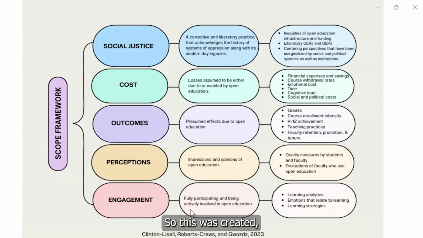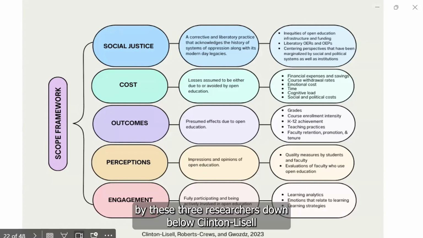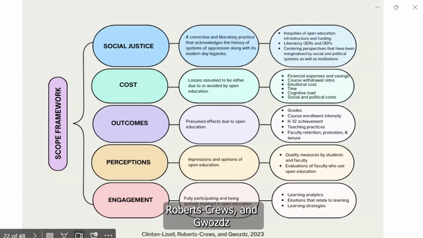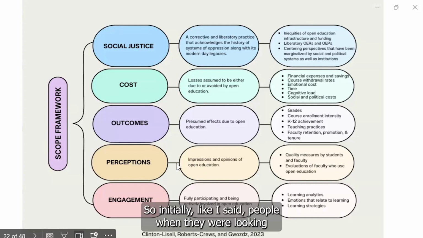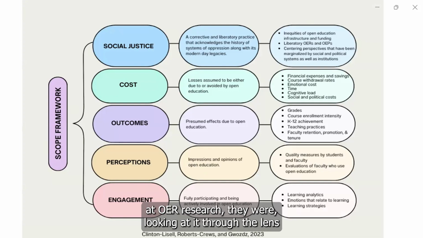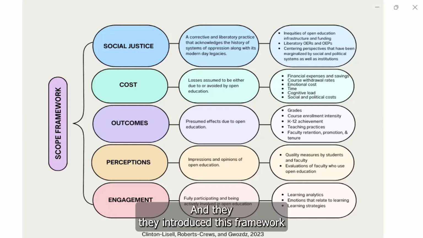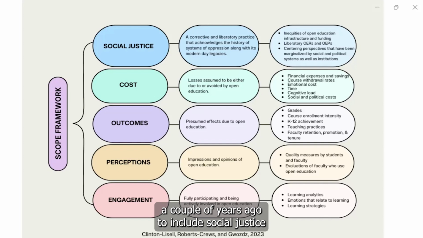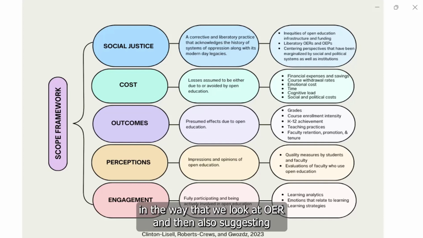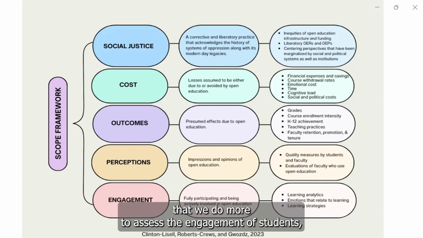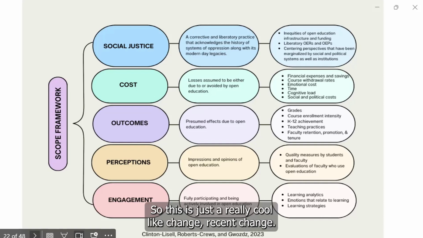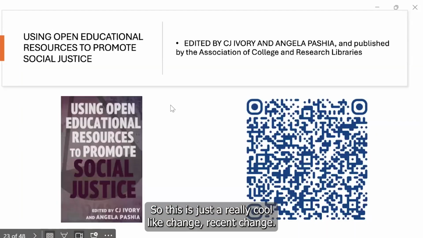So this was created by these three researchers down below, Clinton, Lizell, Roberts, Cruz, and Watts. Initially, like I said, when people were looking at OER research, they were looking at it through the lens of how much cost savings was impacting students. And they introduced this framework a couple of years ago to include social justice in the way that we look at OER, and also suggesting that we do more to assess the engagement of students who are using OER. So this is just a really cool recent change.